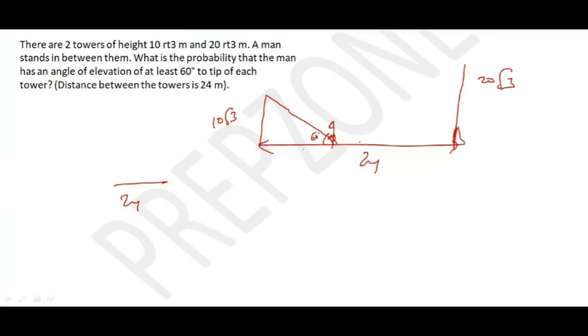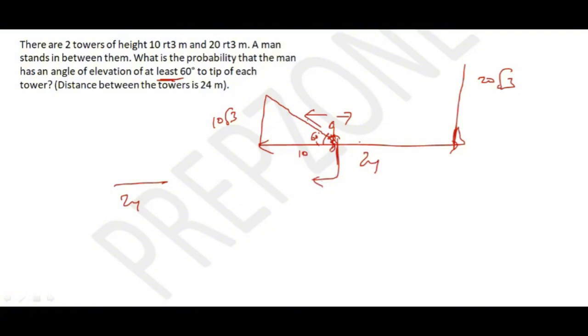So assuming this angle as 60, what will this distance be? tan 60 is equal to √3. So if this is 10√3, this has to be 10, right? So if this guy moves anywhere towards left, the angle is only going to increase, right? And if he moves away from this, the angle is just going to decrease, because we want an angle of at least 60 degrees. This person can only move towards the left of this 10.